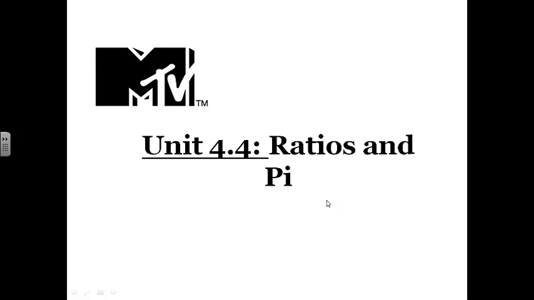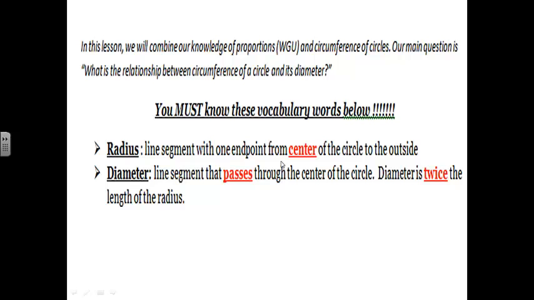This is Miss Smith. We're going to be doing Unit 4.4, Ratios and Pi. In this lesson today, we will combine our knowledge of proportions, which we created, and circumference of circles. Our main question is, what is the relationship between circumference of a circle and its diameter?